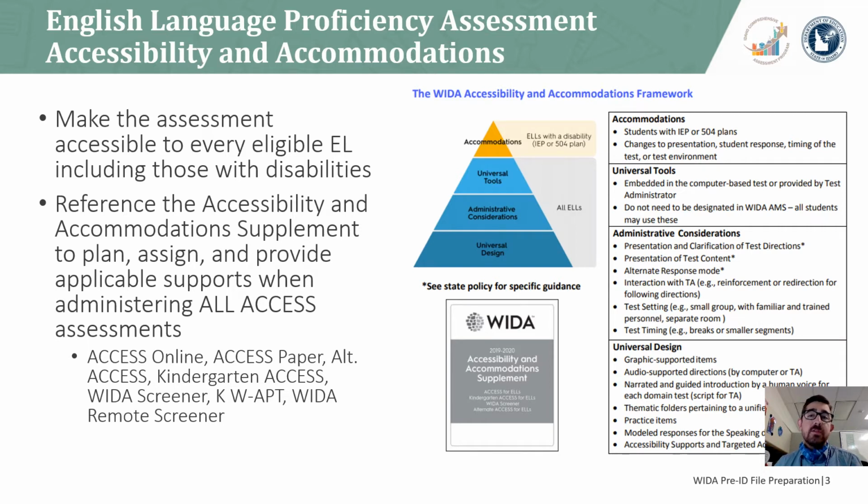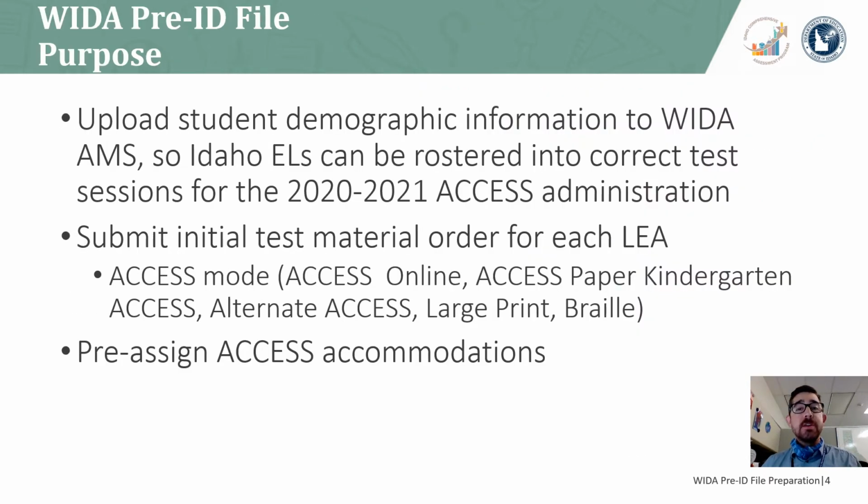Please remember that students should be using the types of supports during regular instruction before they are provided on a state assessment. There are three main functions of the WIDA Pre-ID file. The functions of the Pre-ID file are to: 1. Upload student demographic information, 2. Assign student access mode of administration, and 3. To pre-assign access accommodations for those students who have a documented need.